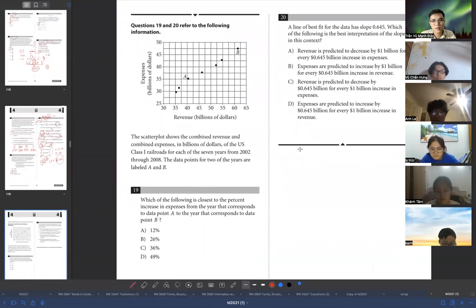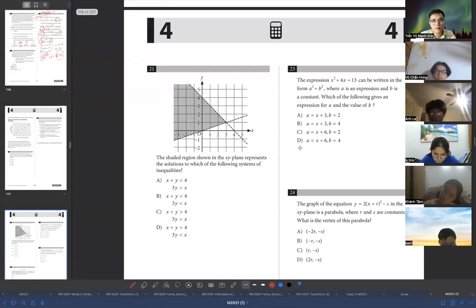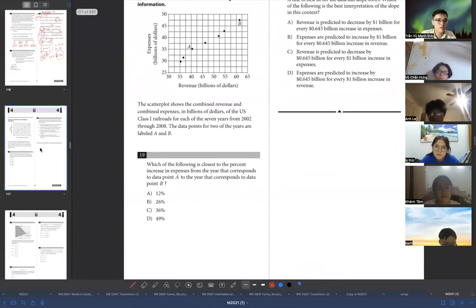Next up is 19, 20, and 21. 19 first. Can you do this one?